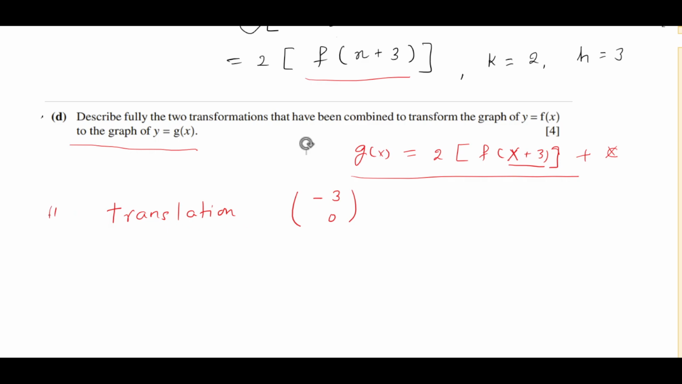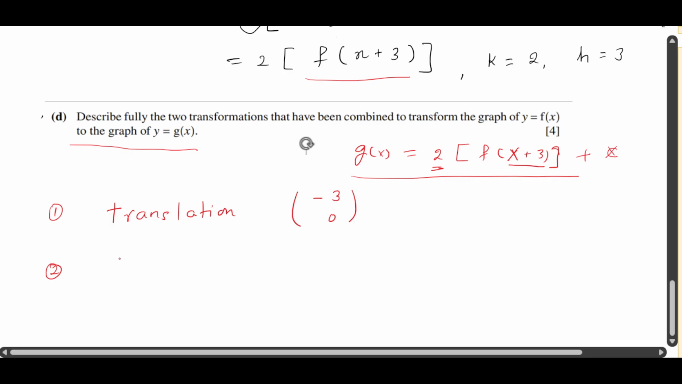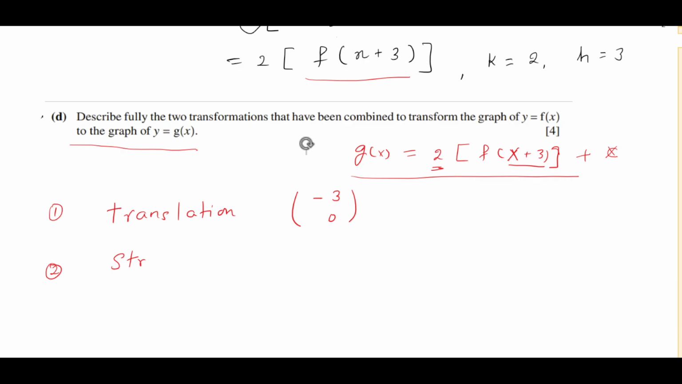So this is one thing happening. Another thing happening is what? This whole f of (x plus 3) is multiplied by 2. What do we call this? They moved it 2 times. No, it is called a stretch. If it is multiplied or divided, it is a stretch. So there is a stretch in y by a factor of 2.